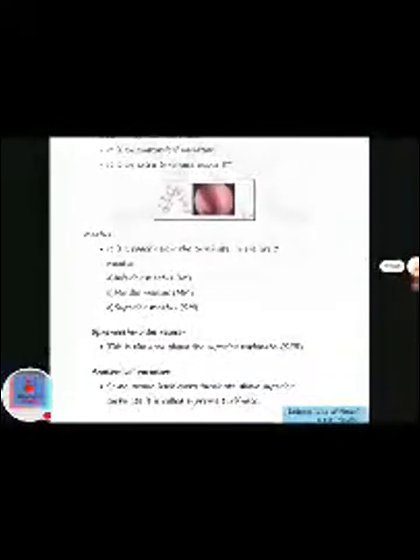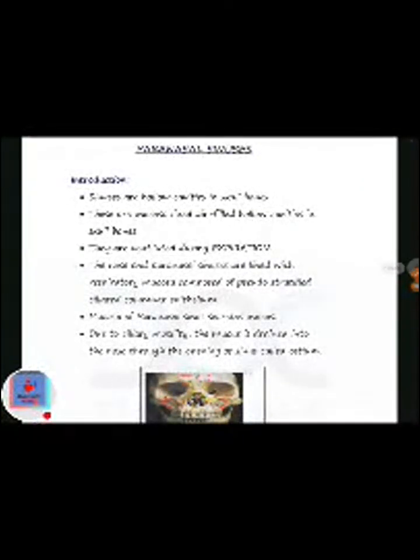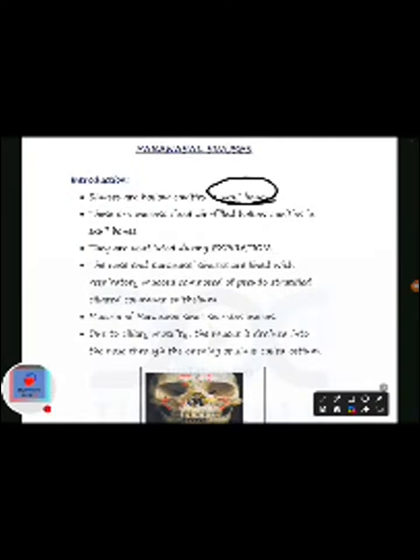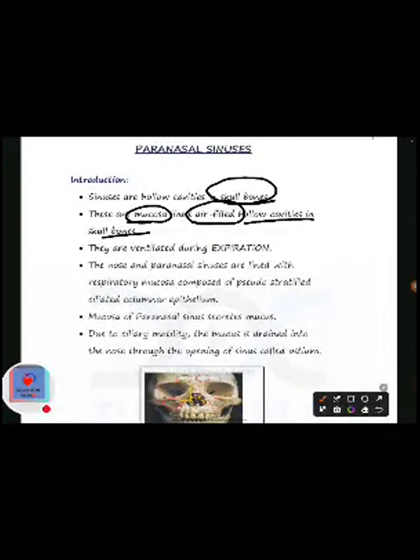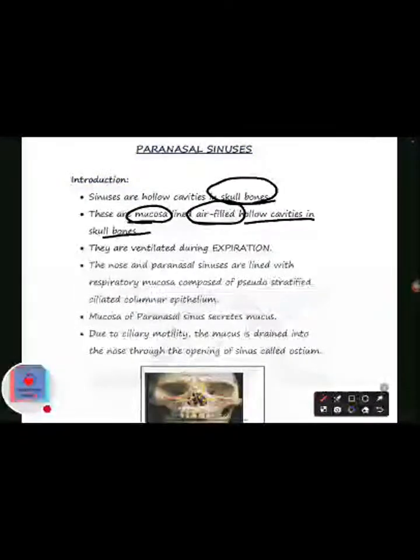Moving on to the next, that is paranasal sinuses. So what are paranasal sinuses? Sinuses are hollow cavities in the skull bone. These are mucosa-lined, air-filled hollow cavities in the skull bone. Because if there were no air-filled cavities, the skull would be very heavy, and the skull is only balanced through the vertebrae in the neck, and there is no other structure supporting the neck.